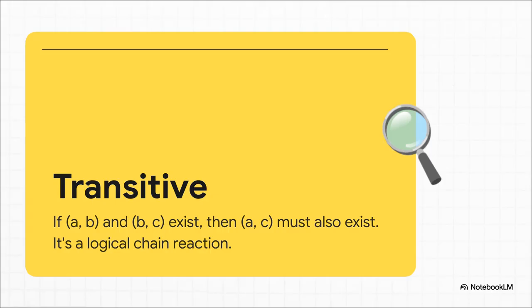And the last item on our checklist is transitive. Think of this like a logical chain reaction or the friend of a friend property. If A is related to B and B is related to C, does it follow that A must be related to C? The rule "is taller than" is transitive. If Alice is taller than Bob and Bob is taller than Charlie, you know for sure that Alice is taller than Charlie. The connection just carries right through.